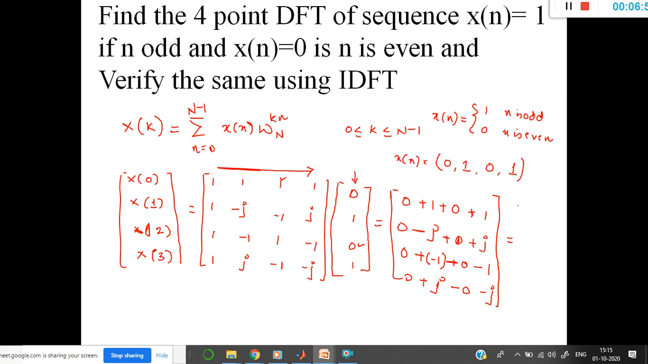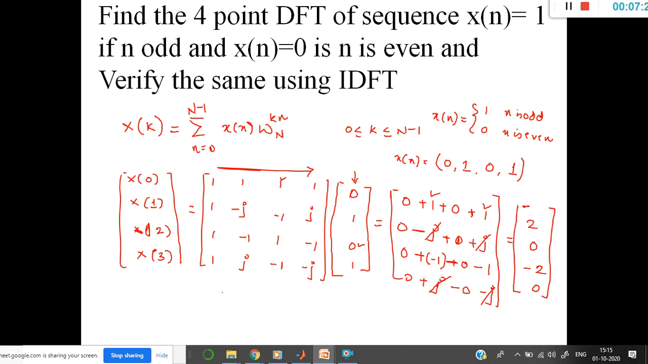Now write the final answer here, add the sequences. So this is 1 and 1, so the answer is 2 here, and plus j and minus j cancel out, and here the value is 0. And look at this 0, it is minus 1, and one more time minus 1, minus 1 minus 1, this value is minus 2 here, and once again plus j and minus j cancel, the answer is 0.